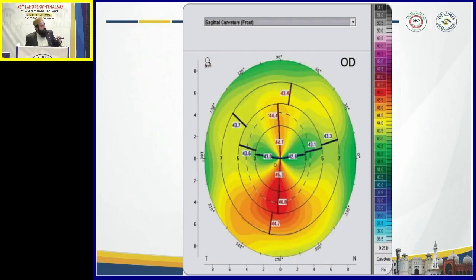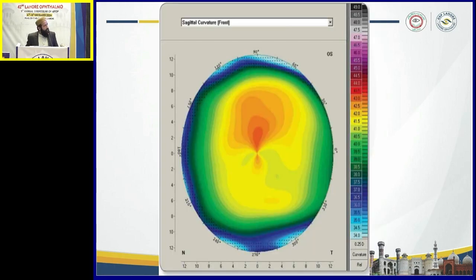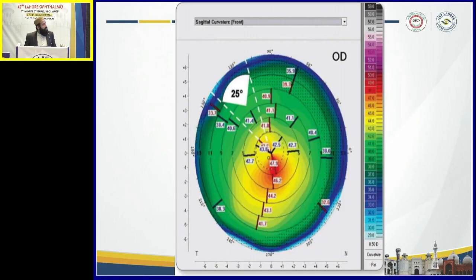This is inferior steepening with an asymmetrical bow tie pattern. This is a bow tie, but with an inferior steepening and hot area inferiorly more than superiorly. What's this pattern? Anyone? Dr. West? This is a vertical bow tie pattern with superior steepening. Hot area superiorly, yes. This is also hot area inferiorly and inferior steepening with a skewed radial axis of about 25 degrees. You see?